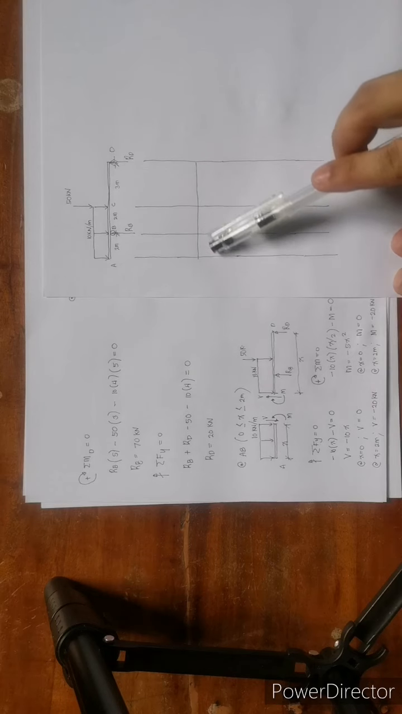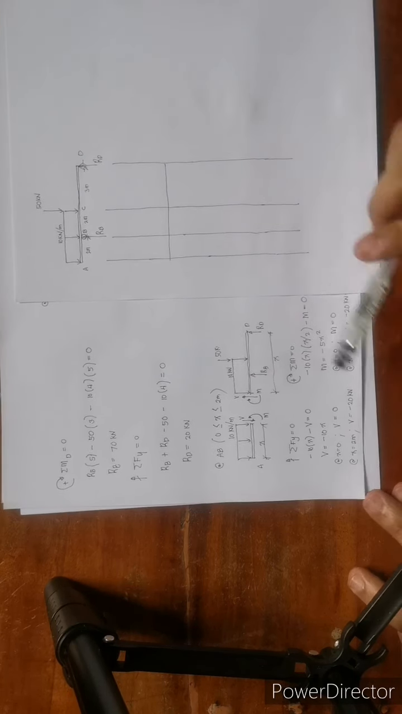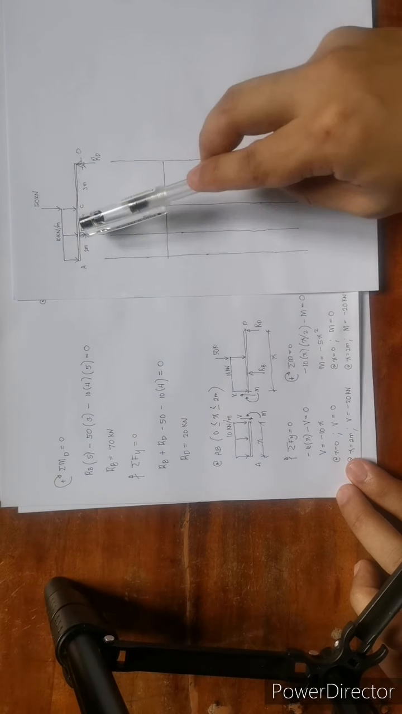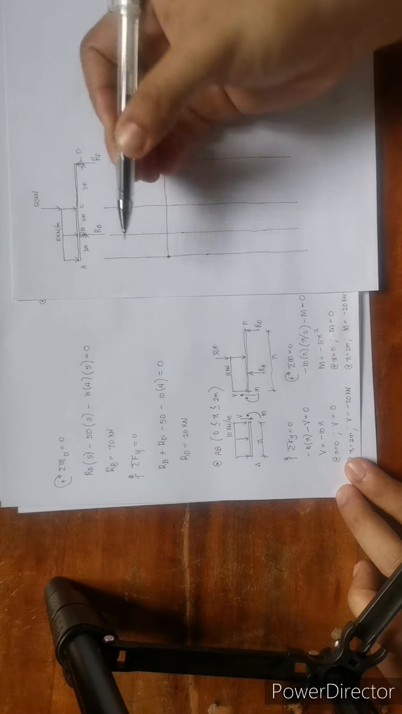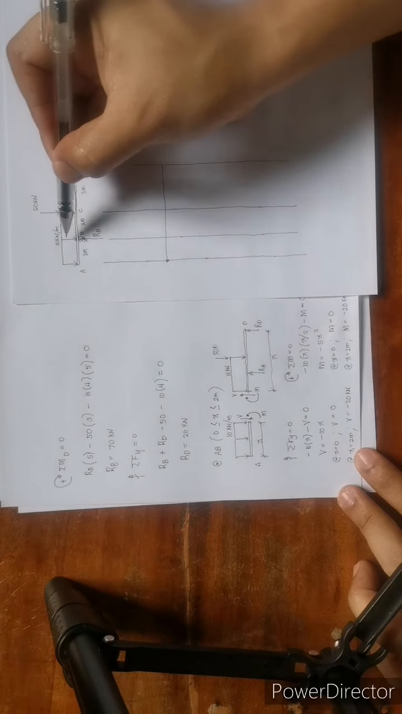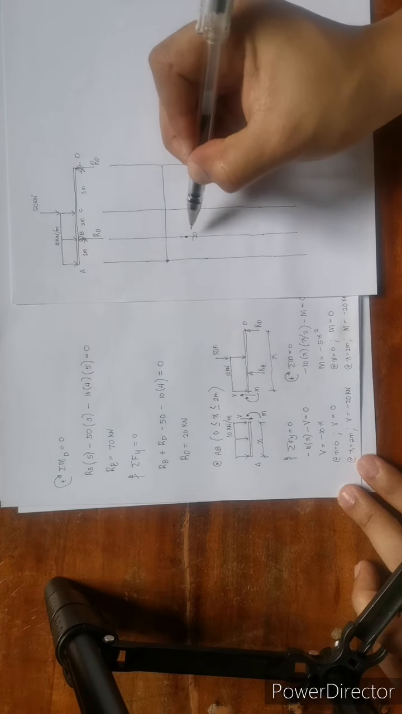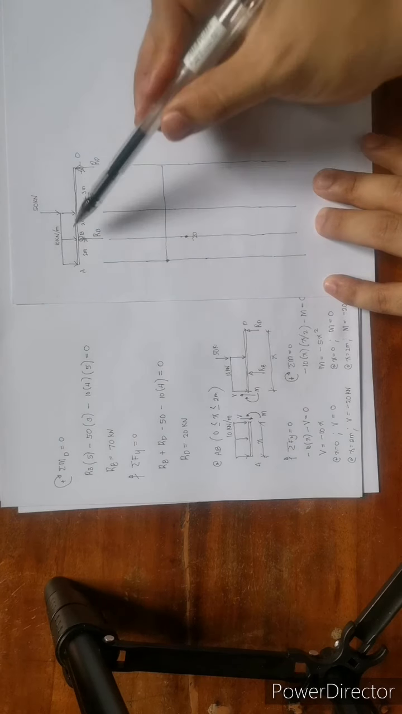Sa span AB muna tayo, dito muna. Nasaan po yung values ng V natin? Eto. At x equals 0, AB, 0 to 2 meters. At x equals 0, ang V ay 0. At x equals 2, ang V ay negative 20. Sa 2 meters daw, ang shear ay negative 20. Nasa negative side. Okay. Take note of this, guys.